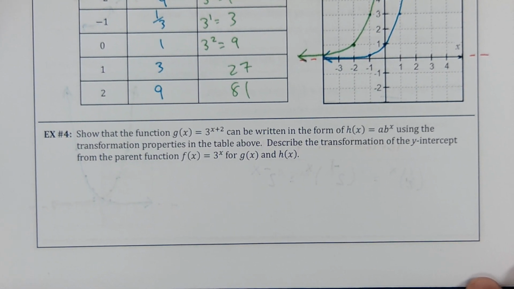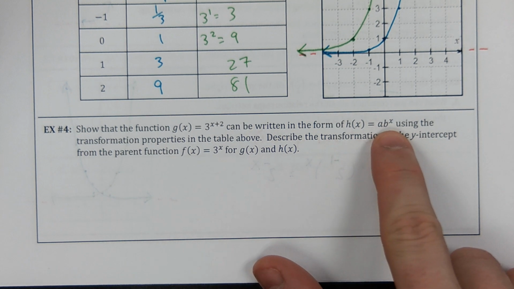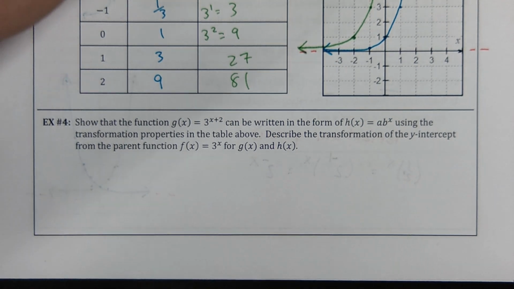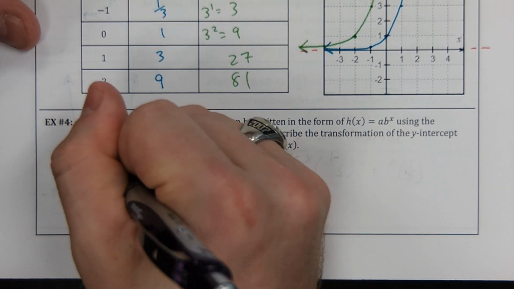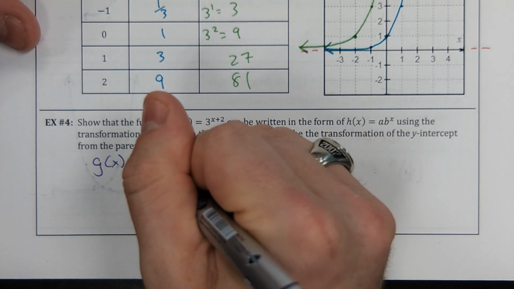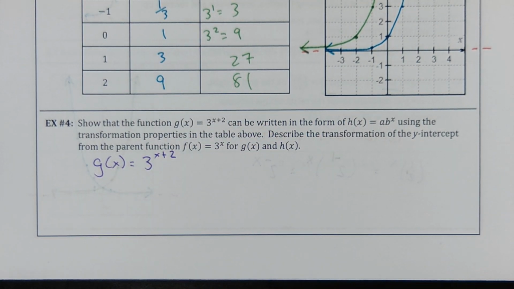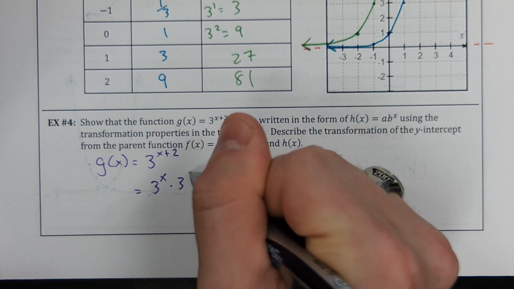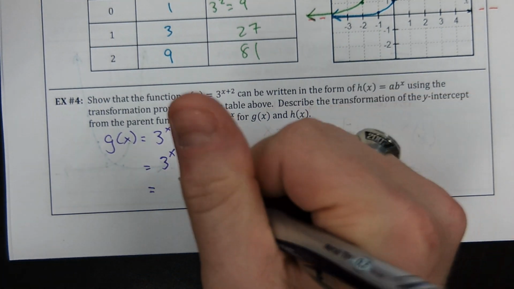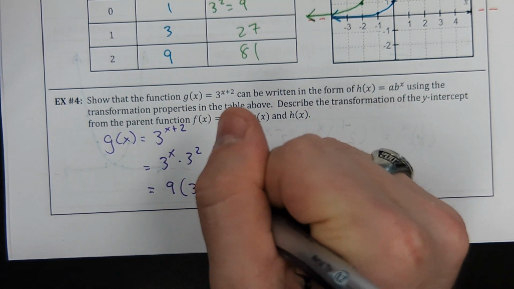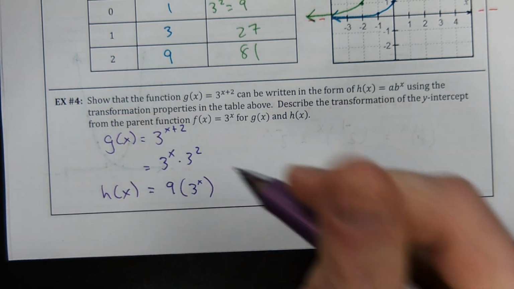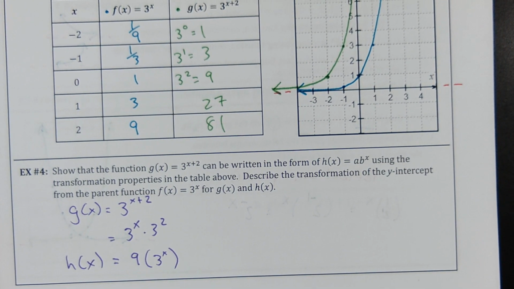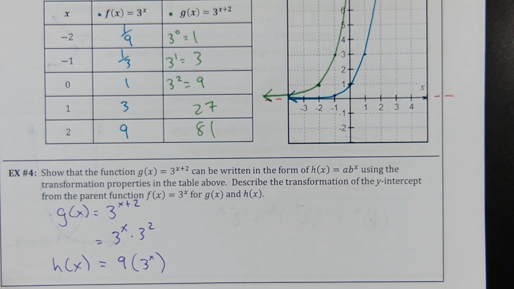But look at this next example. It says show that it could have been written like this. Okay. Remember when you multiply two numbers with the same base, you add their exponents? That means I could change this to 3 to the x times 3 to the 2. And that's 9. So 9 times 3 to the x is the same as 3 to the x plus 2. They're the same graph, the same equation.